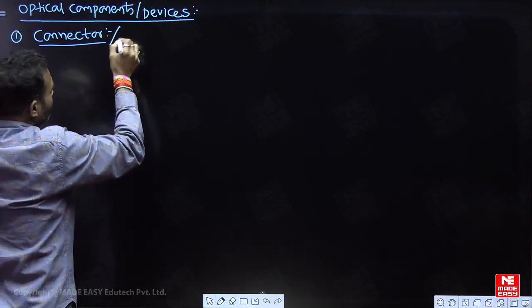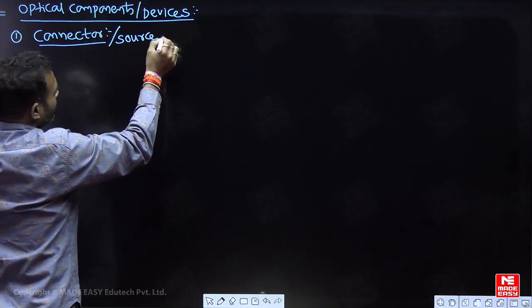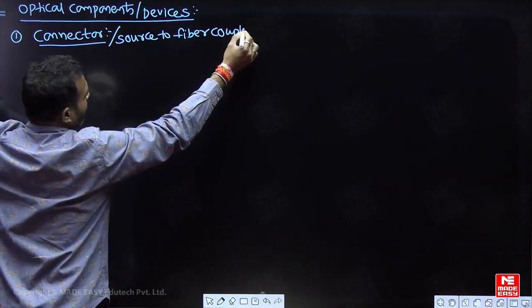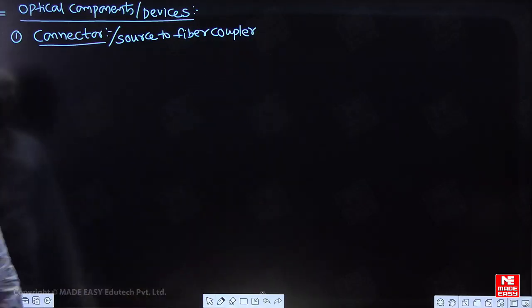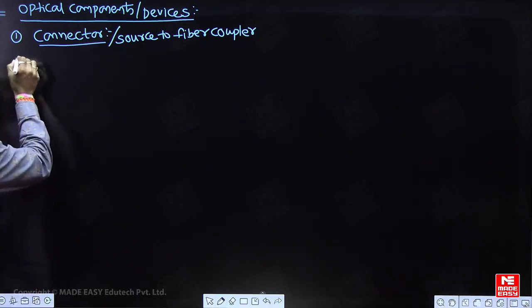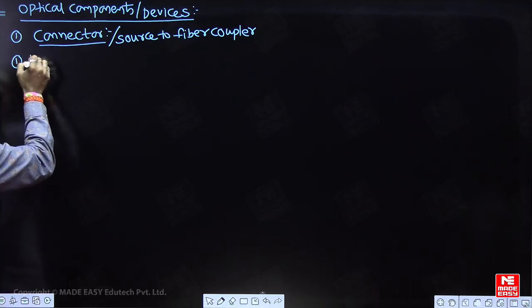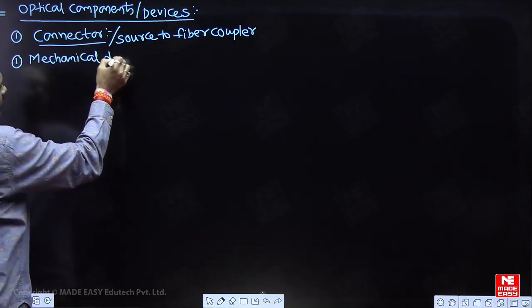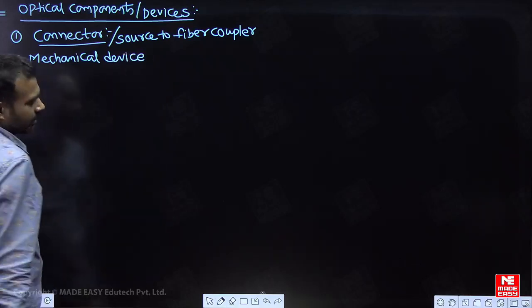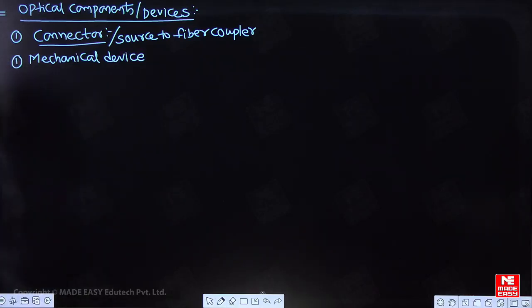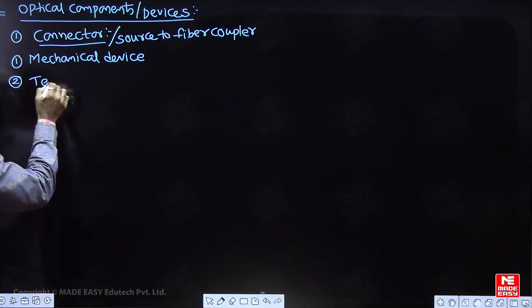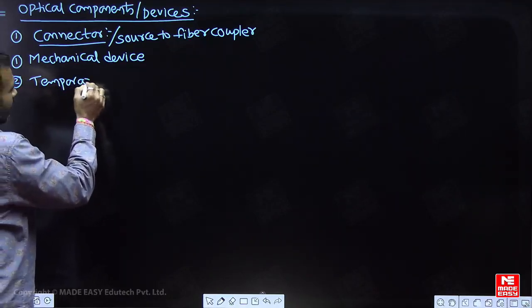The connector is also called a source to fiber coupler. The first point we can tell about this is that the connector is a mechanical device. A connector always performs a temporary connection.